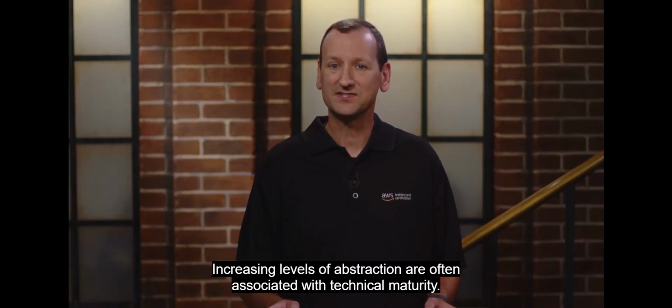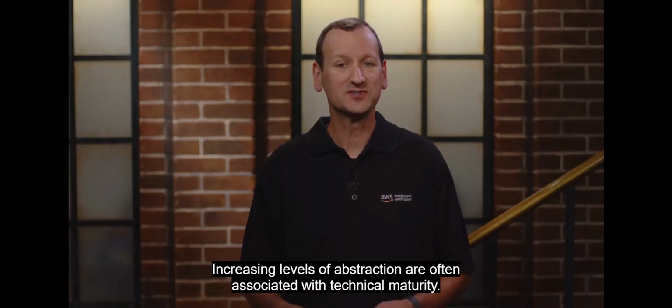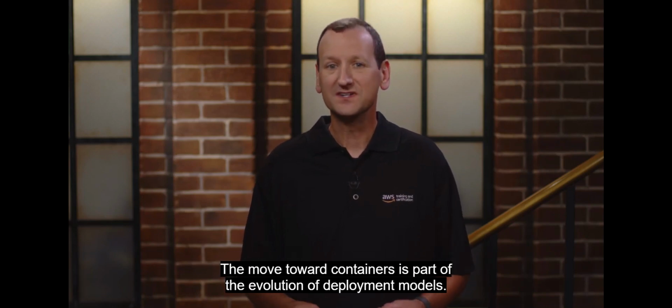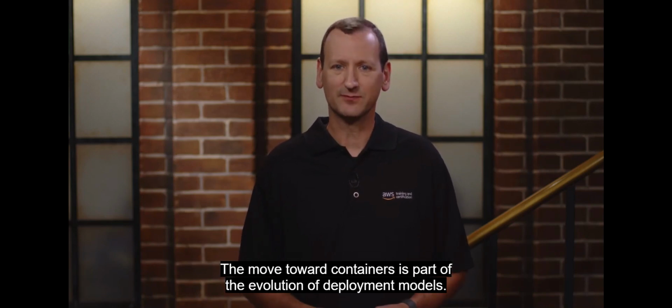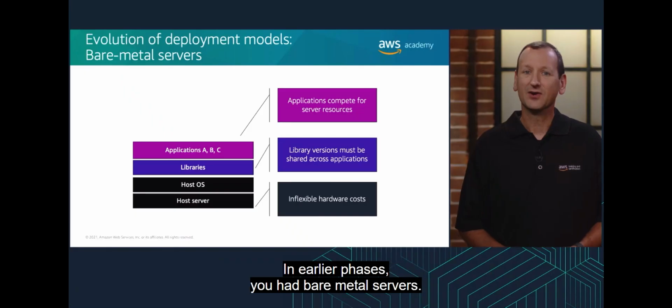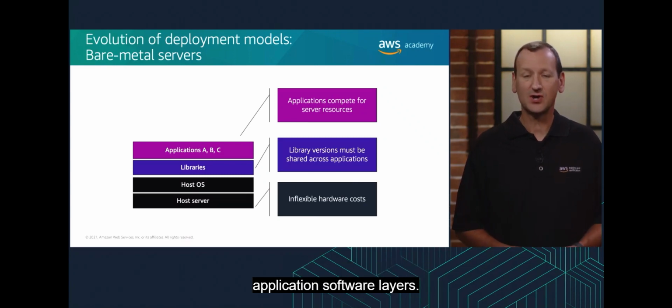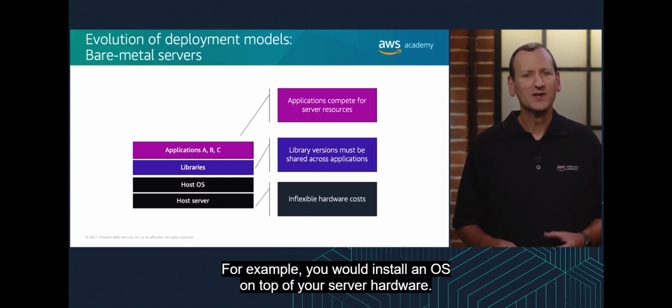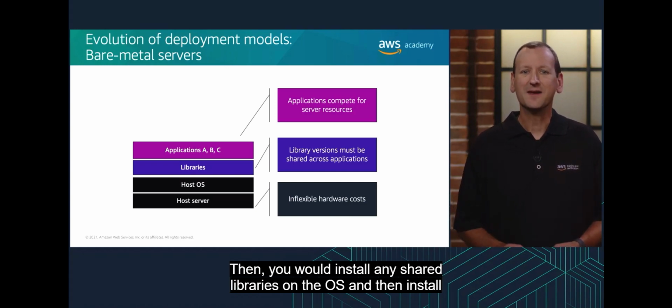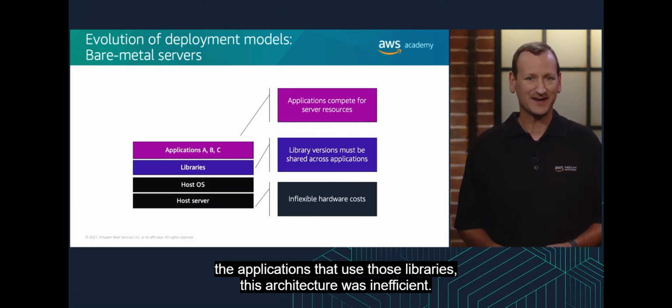Increasing levels of abstraction are often associated with technical maturity. The move toward containers is part of the evolution of deployment models. In earlier phases, you had bare metal servers. You had to build the architectural layers, such as the infrastructure and application software layers. For example, you would install an OS on top of your server hardware. Then, you would install any shared libraries on the OS and then install the applications that use those libraries.